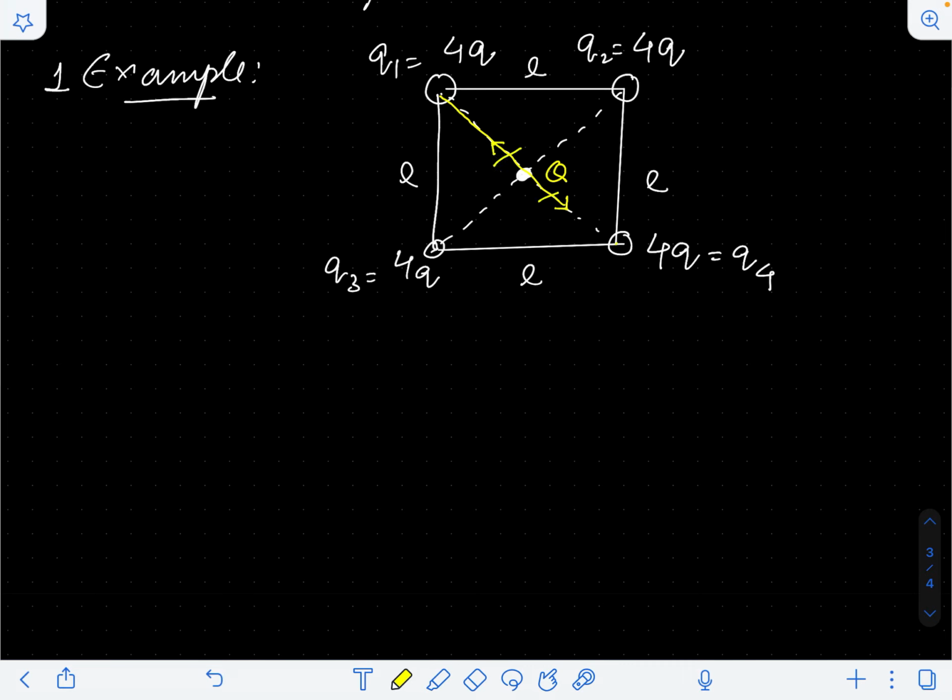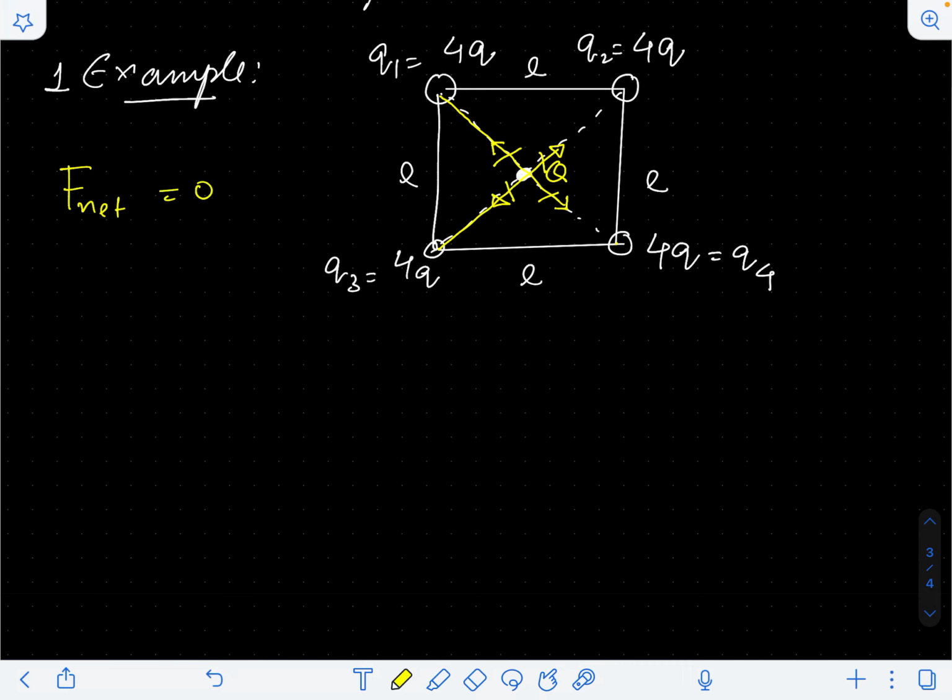In the same way, the Q3 charge will apply a repulsive force on Q, so it will repel Q in this direction, and the Q2 charge will repel the charge at the center in this direction. Again these two forces cancel each other, so the net force on the capital Q charge which is placed at the center of the square is 0.